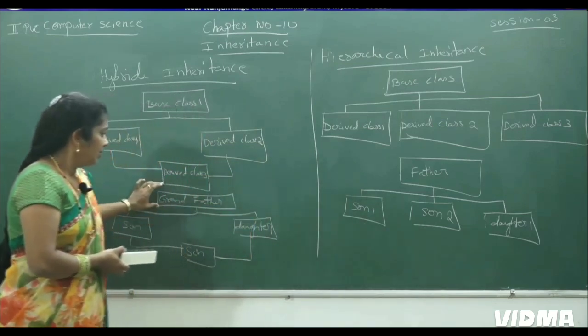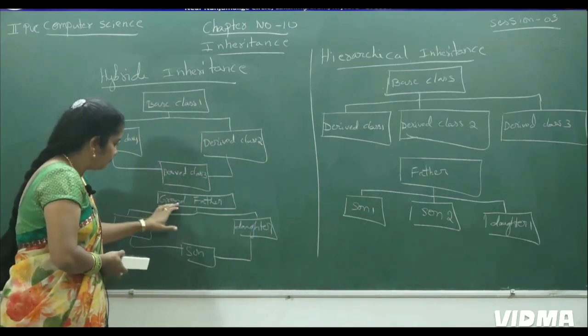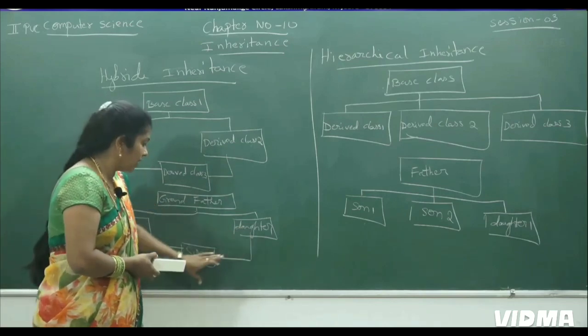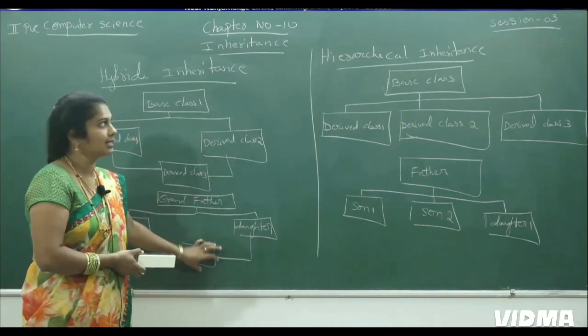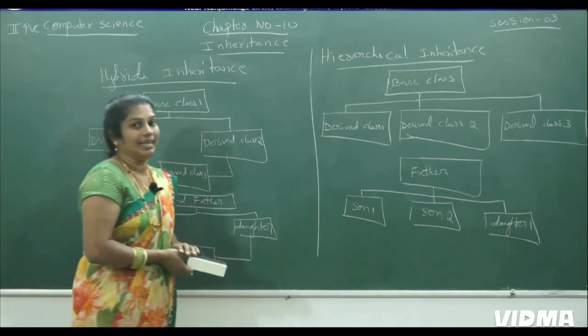It means that here grandfather is 1 base class, from that we have 2 derived classes, from that we are getting one more derived class. This is nothing but hybrid inheritance.